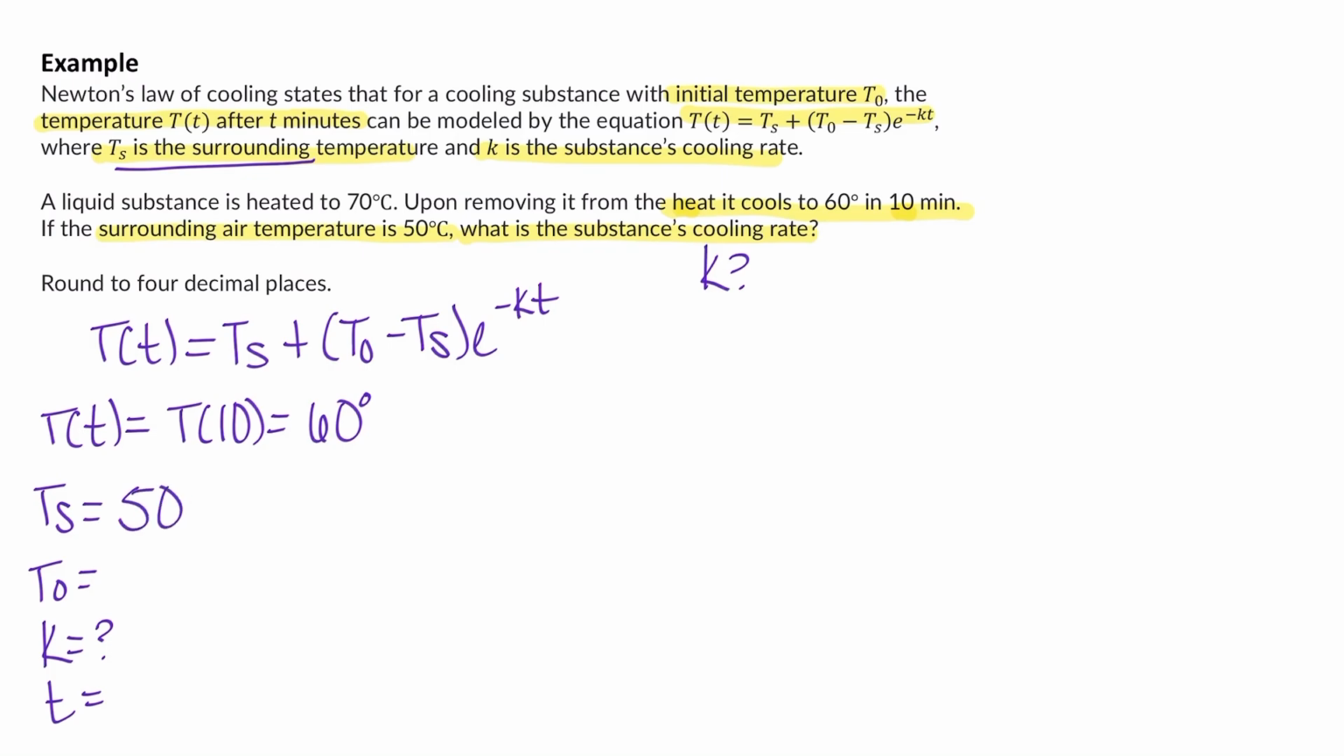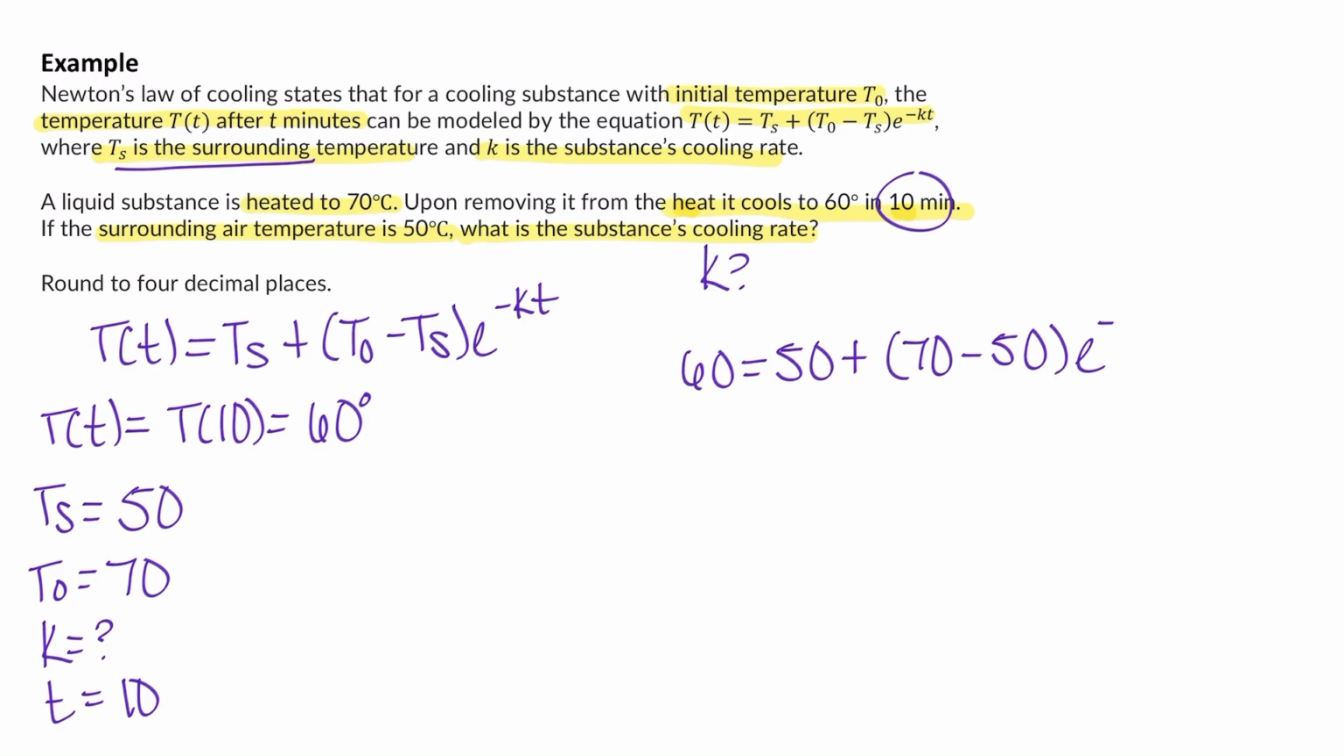T naught is the initial temperature, right? So it says it's heated to 70. So that's our starting point. So we have T naught is 70. And then t is how many minutes, so we already know that's going to be 10 minutes. So all we need to do is plug these numbers into our formula. So we have 60 equals Ts, which is 50, plus T naught, which is 70, minus Ts, which is 50, e to the negative k, where k is an unknown because we're trying to find it, times 10. So we have 60 equals 50 plus 70 minus 50 is 20, so we have 20e^(-10k).